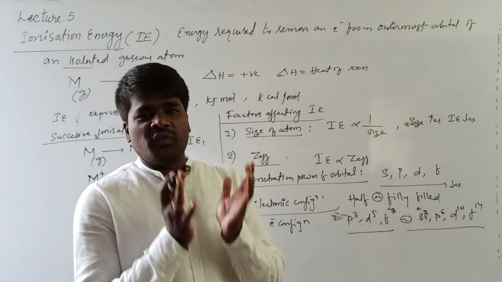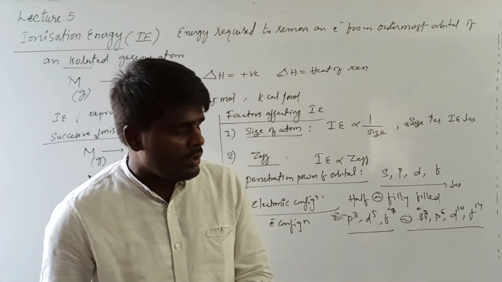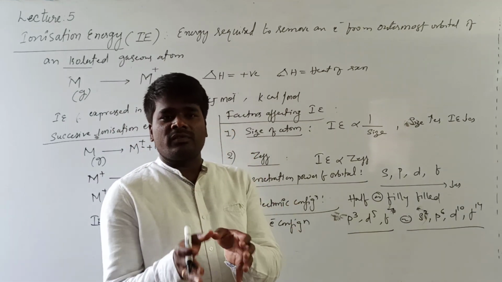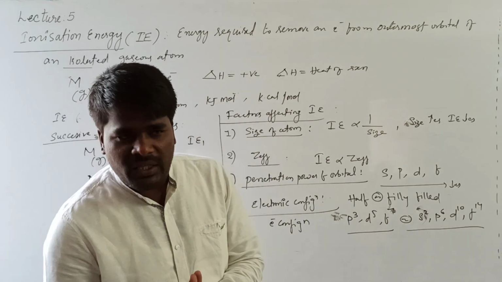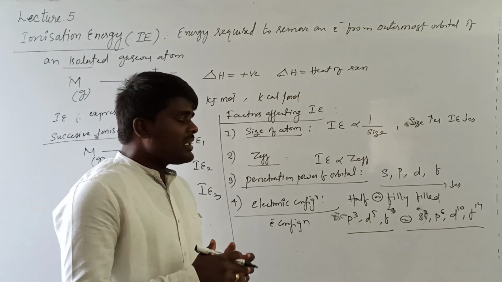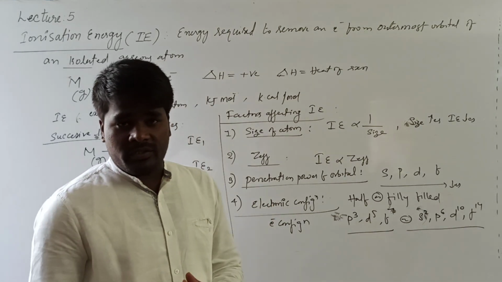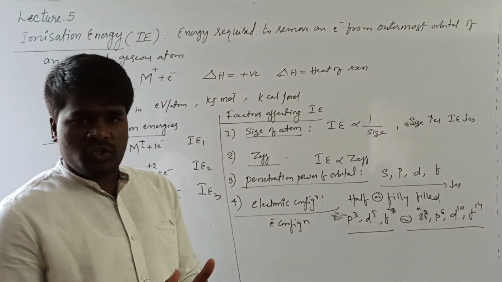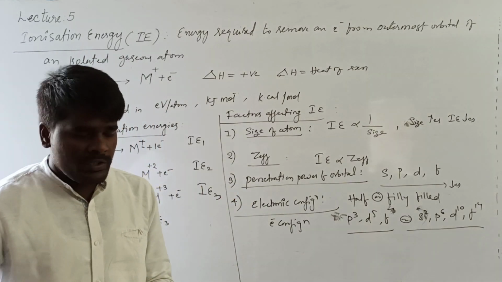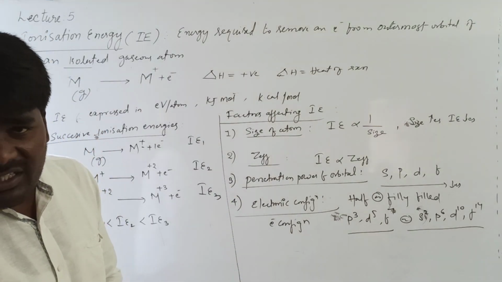Generally we know that half-filled and fully filled configurations are more stable. When you try to remove an electron from a half-filled or fully filled orbital, it requires more energy when compared with incompletely filled configurations. These are the four factors which influence the ionization energy. Is that clear? If you want to make a note of this, you can take a screenshot.